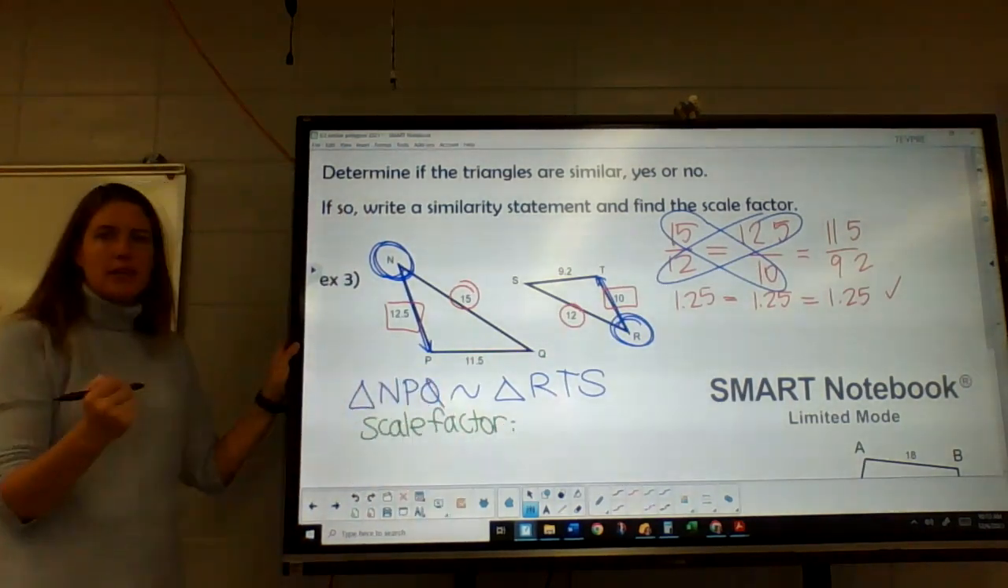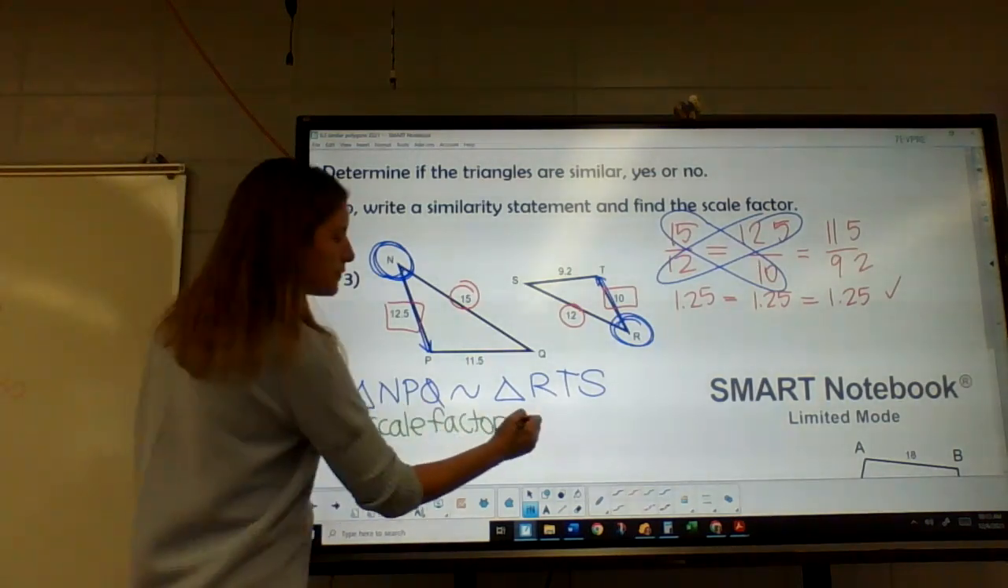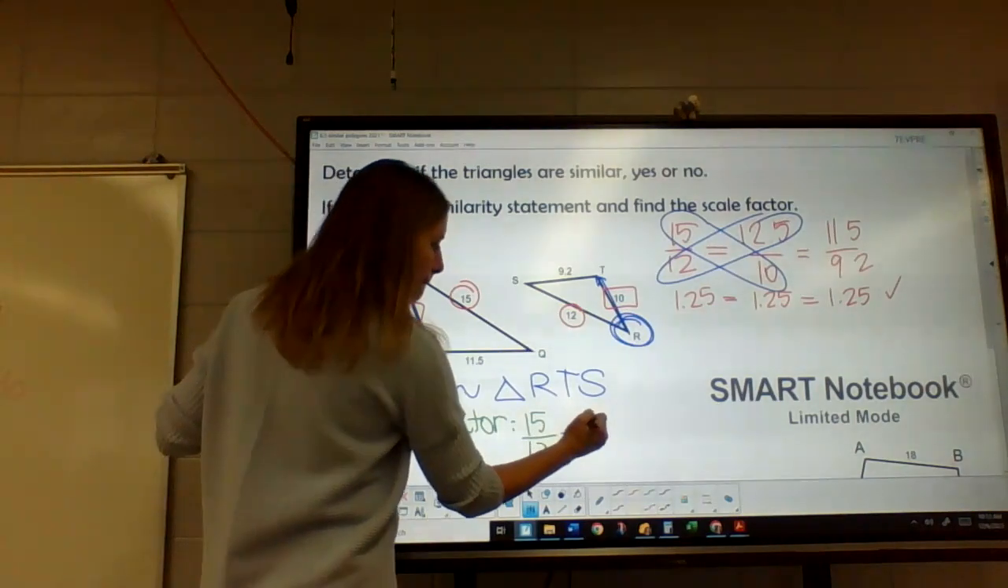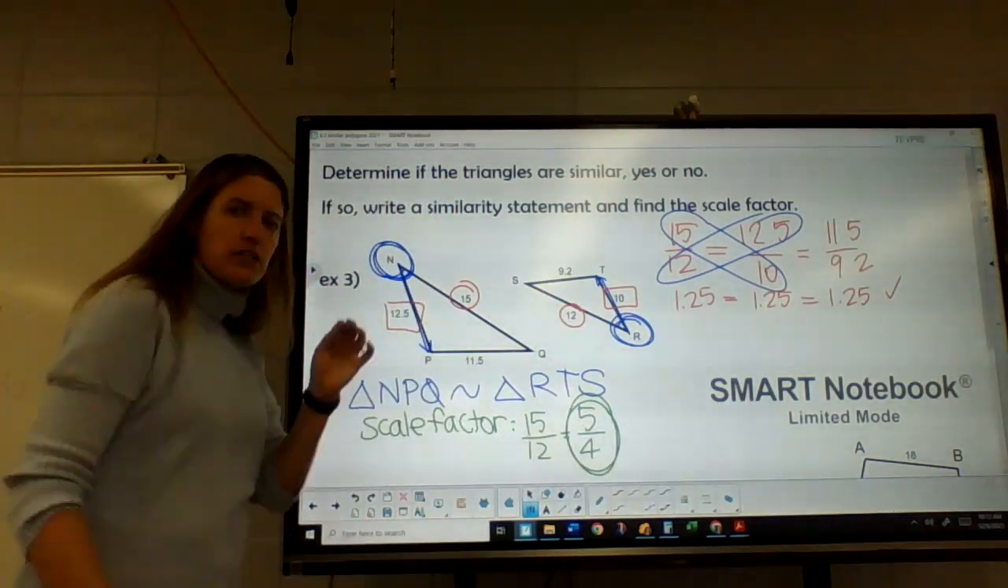Which fraction would be easiest to use? 15 and 12. And simplify, divide them both by 3. So our scale factor would be a 5 to 4 scale factor.